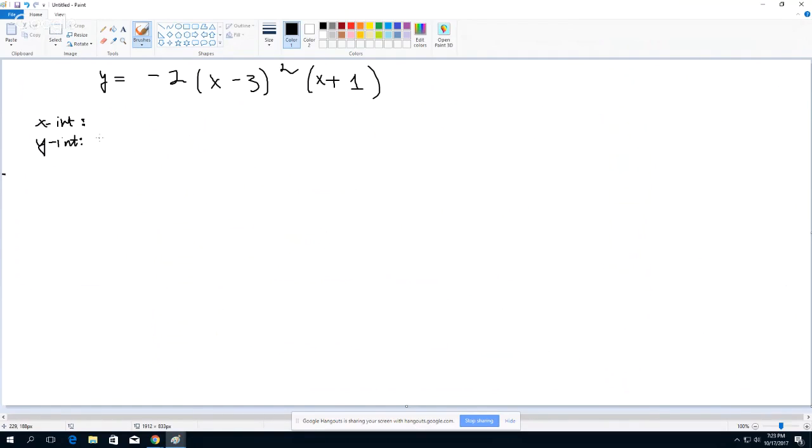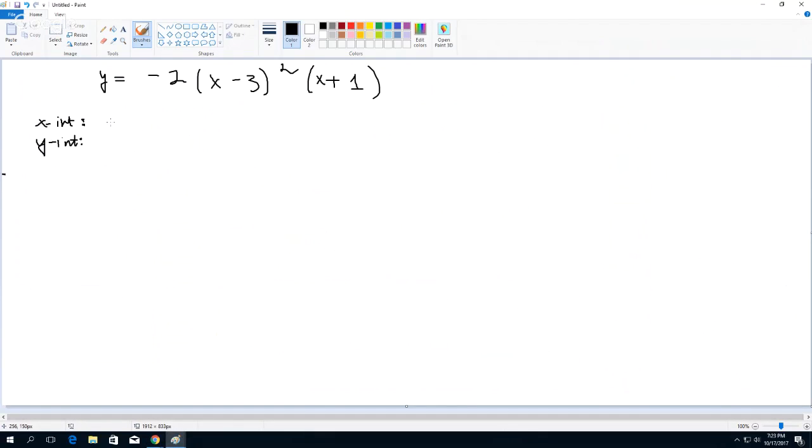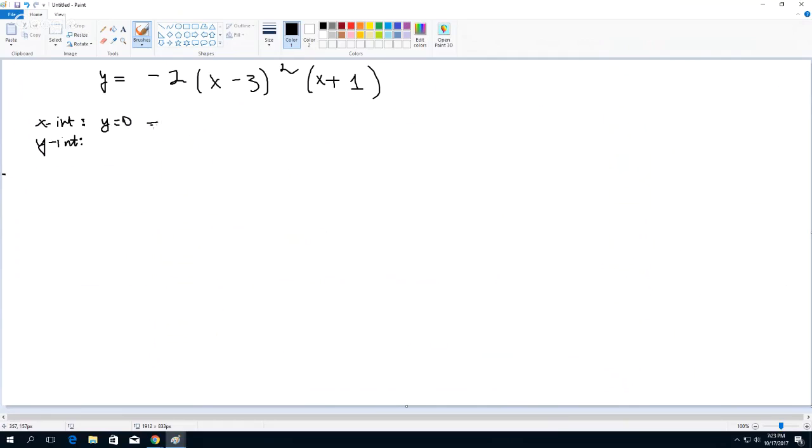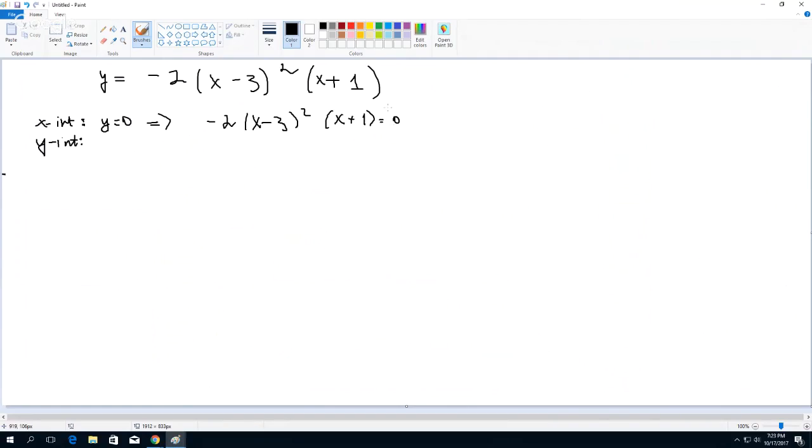So do we usually start with x? You can start with whatever you want. So let's see. How do we find x-intercepts? You make y equal to 0. Exactly. So then we get negative 2 times x minus 3 squared, and then x plus 1, and that all is equal to 0. Yes.